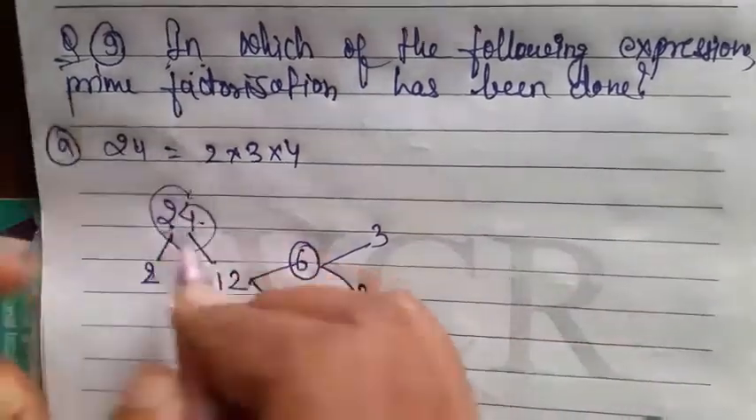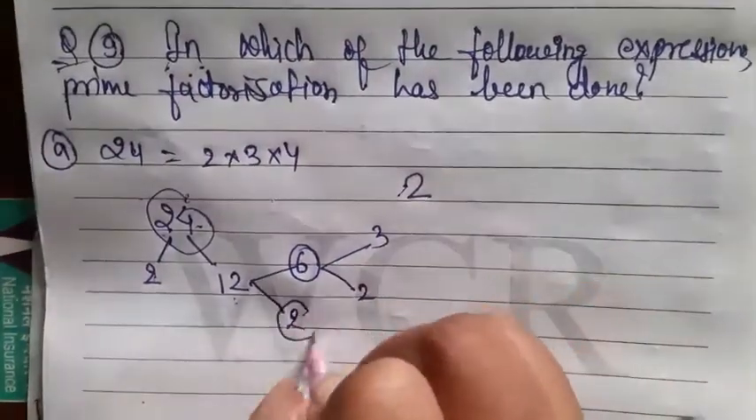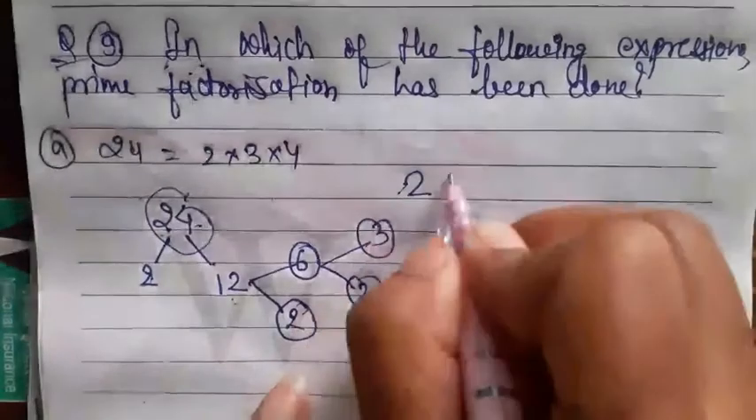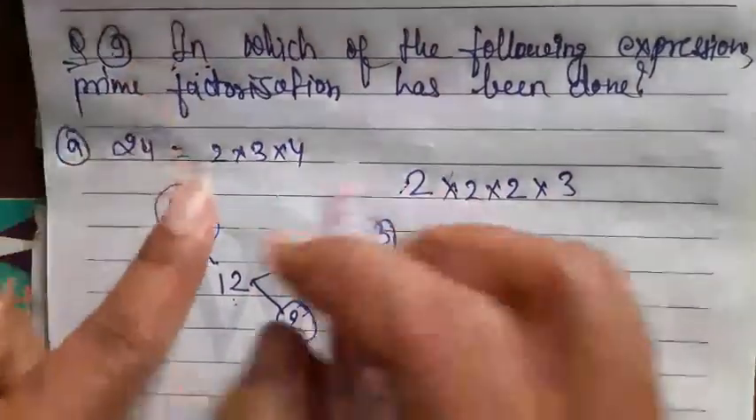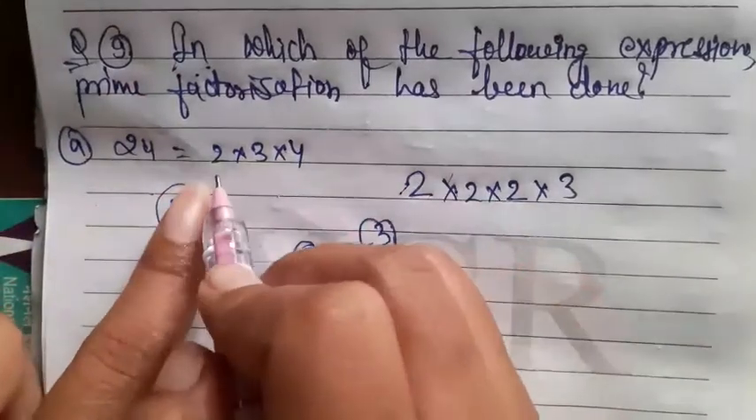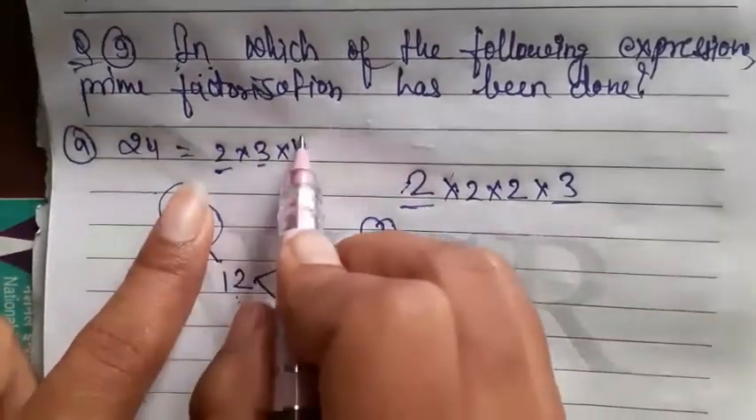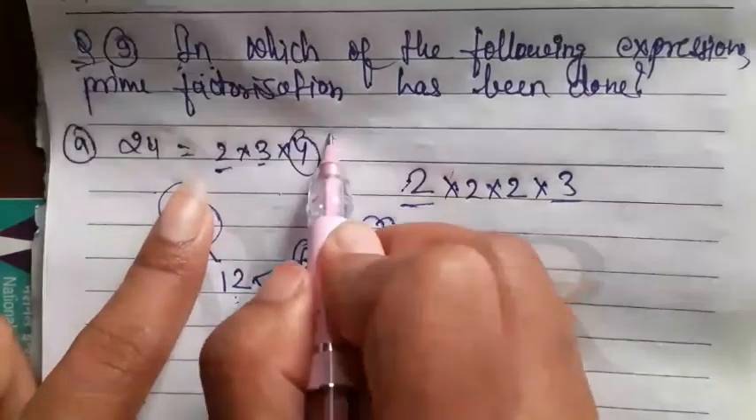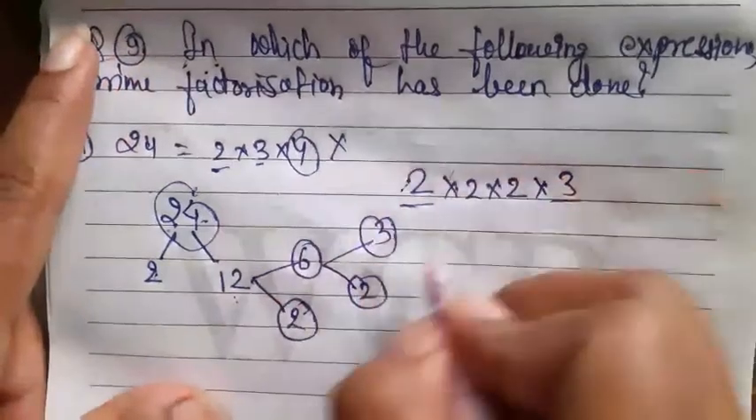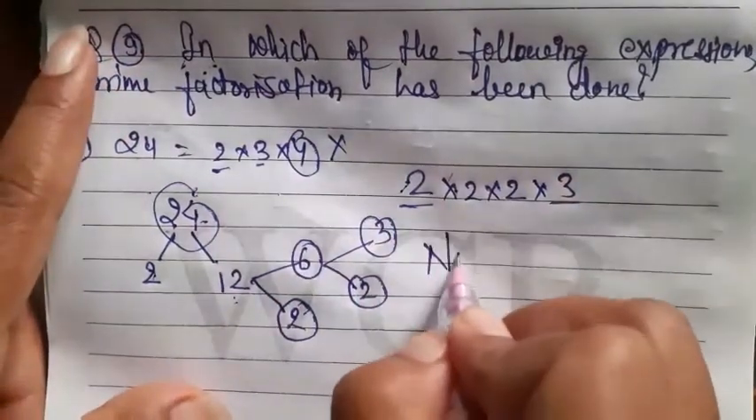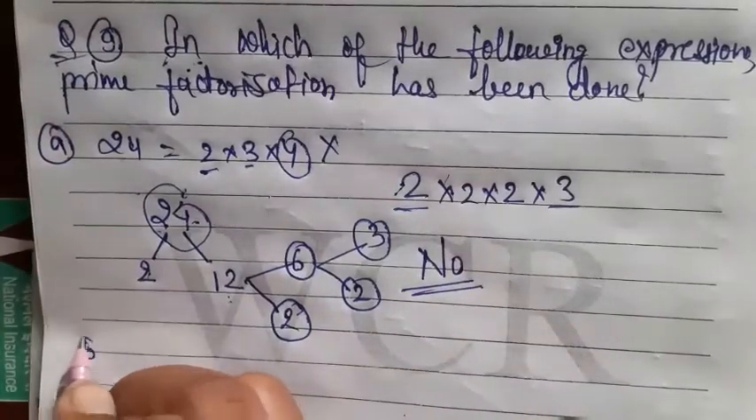So the factors of 24 are 2, 2, 2 and 3. So 2 into 2 into 2 into 3. Now check this value. Here we have 2 and 3, and here we have 4. That means this is not a prime factorization of 24. So here I write no.